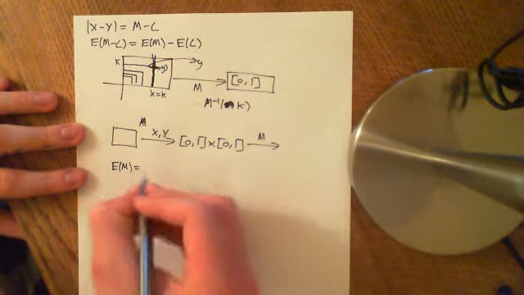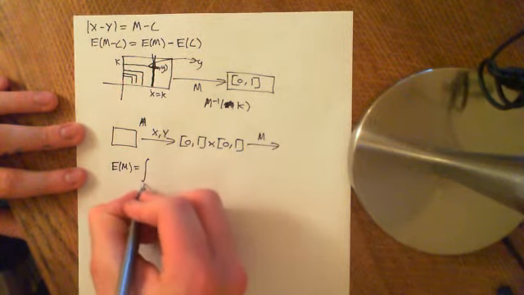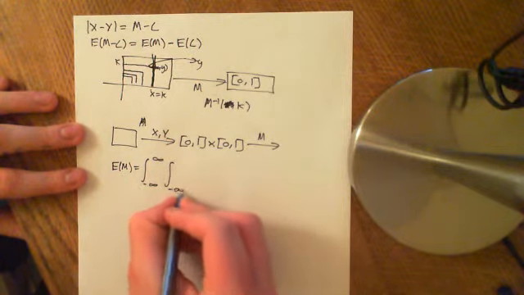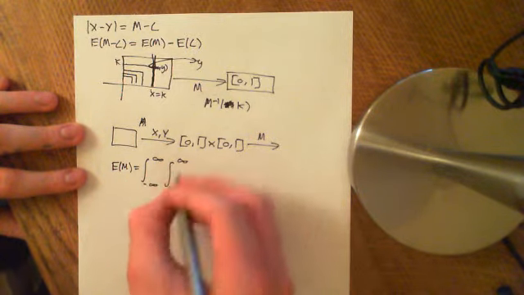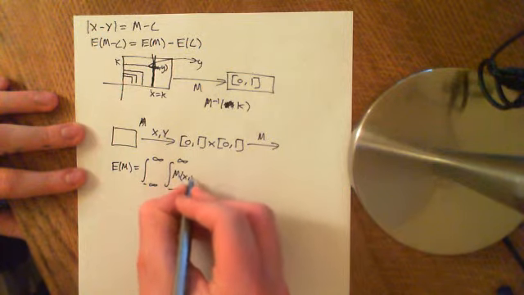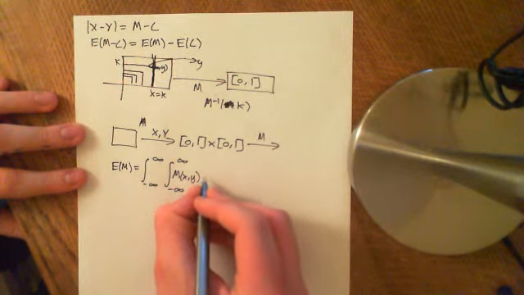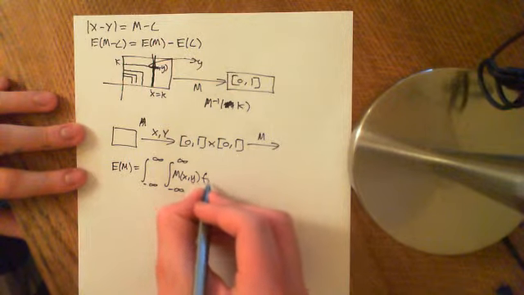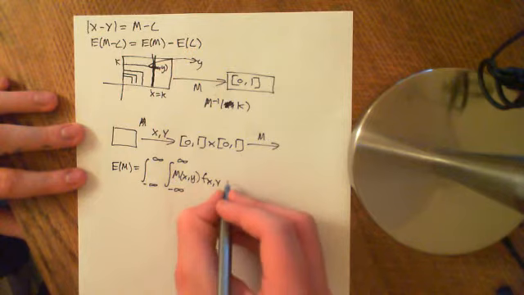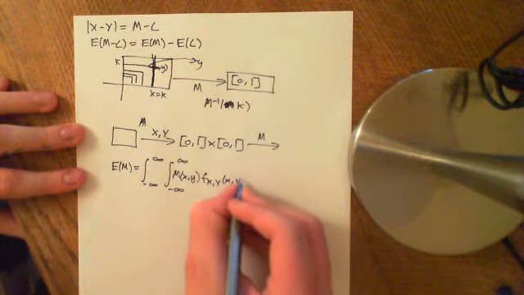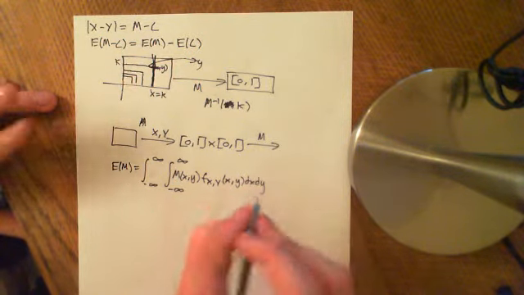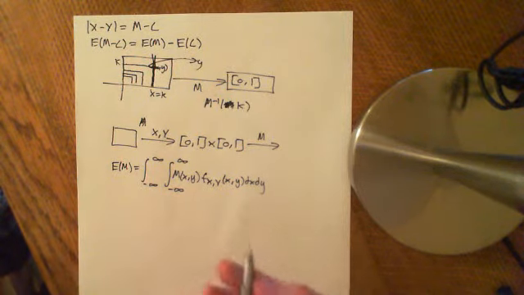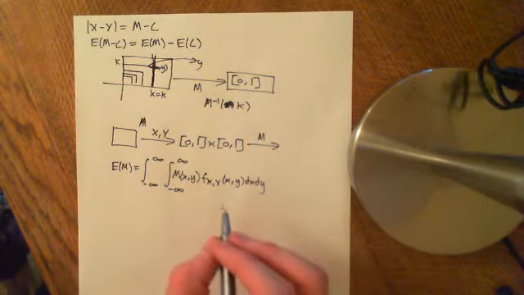Then we could apply a two-dimensional LOTUS and say that the expected value of m is just equal to the integral from negative infinity to infinity of the integral from negative infinity to infinity of m of little x little y times the PDF, which we should write as the joint PDF because it's going to be 0 on most values of R2, dx dy. However, this is just as complicated, if not more complicated, to do than our original integral. But this is a way in which you could do it.